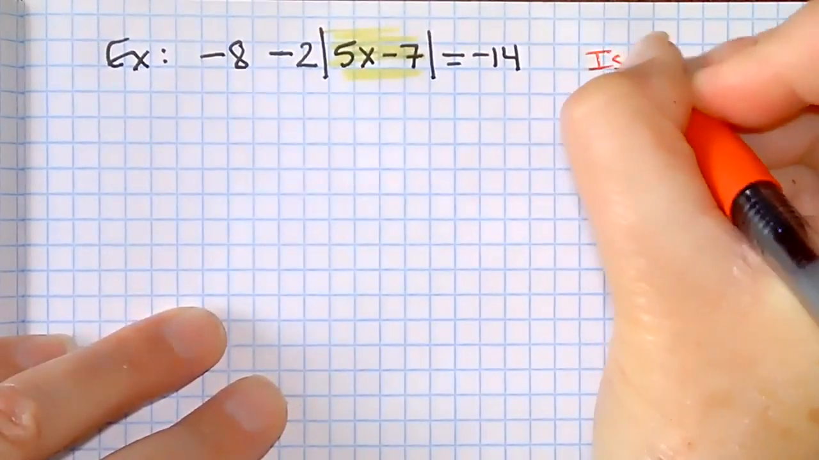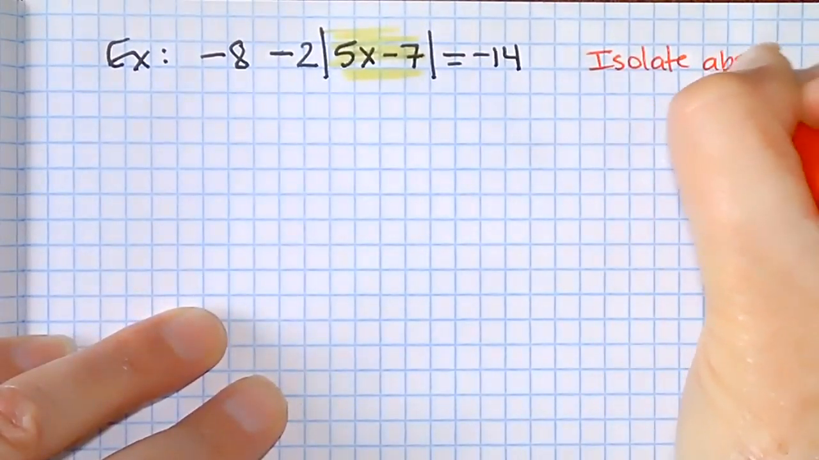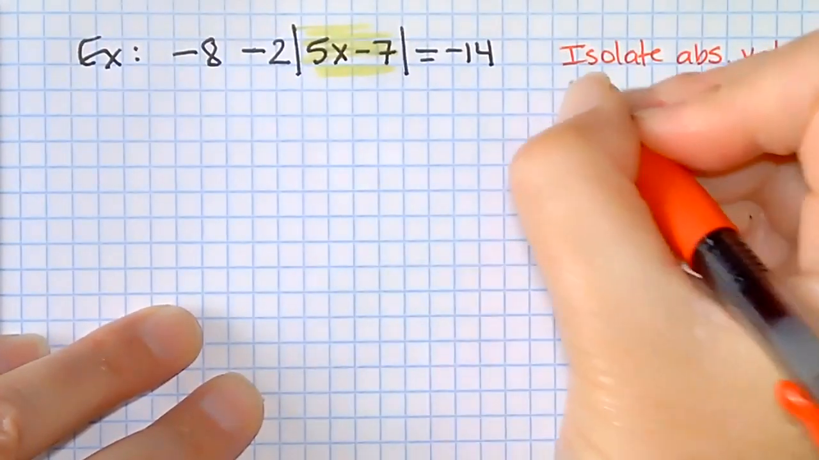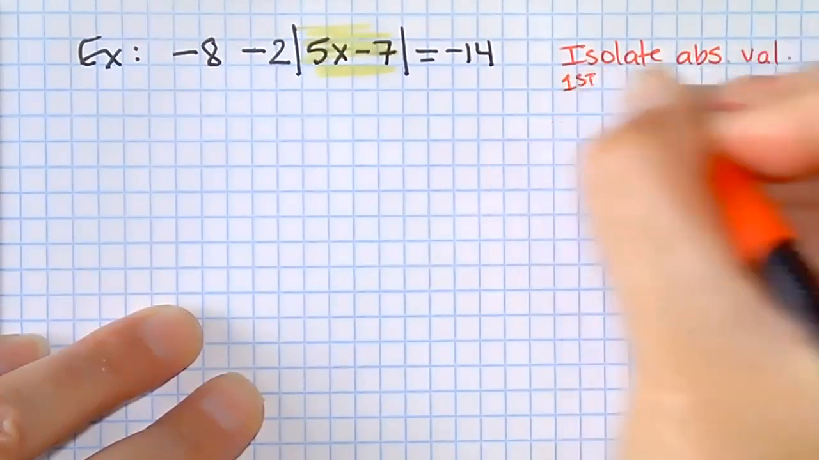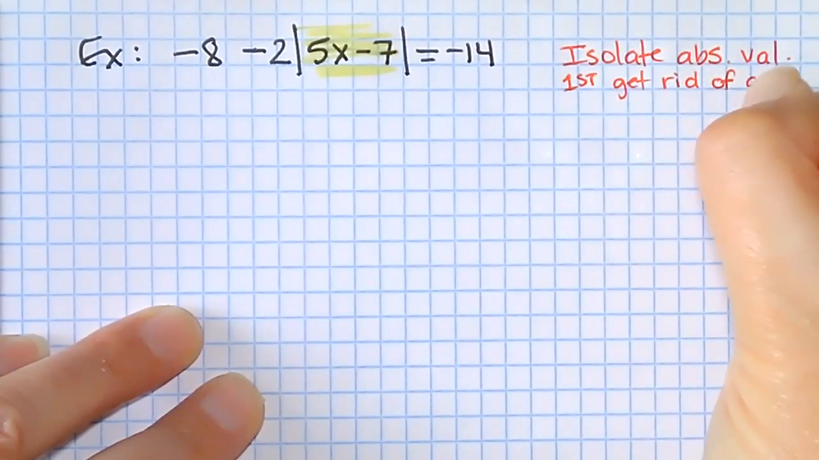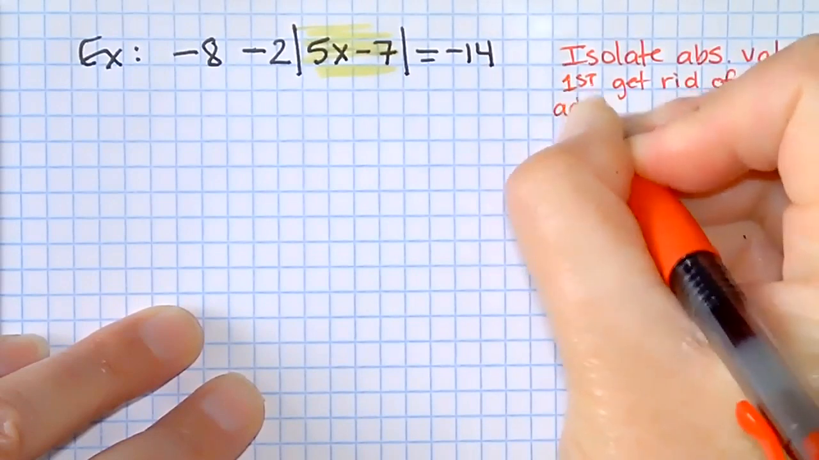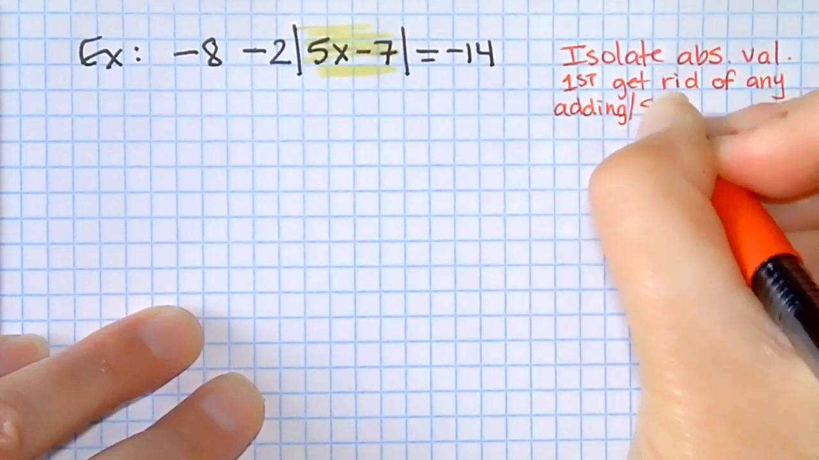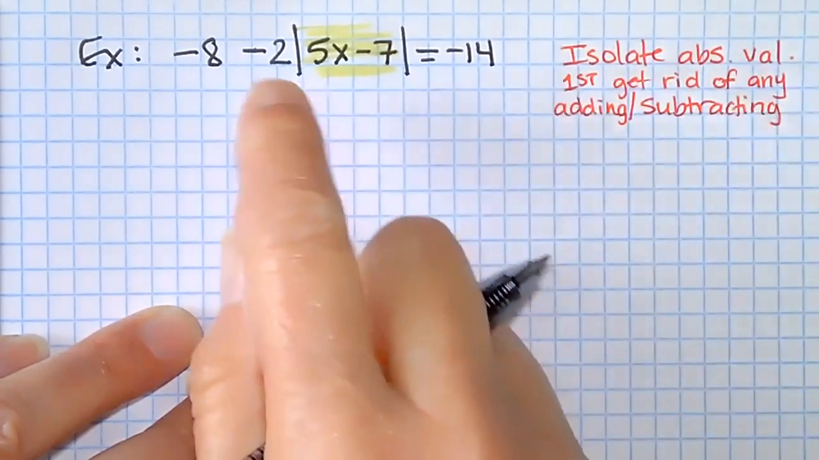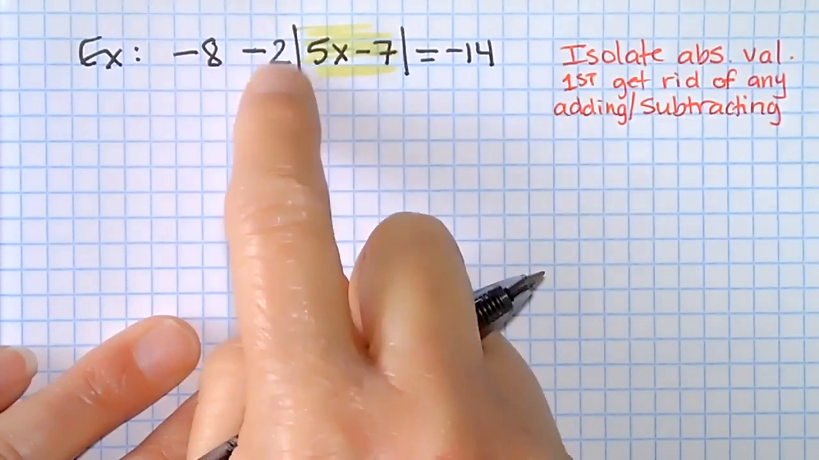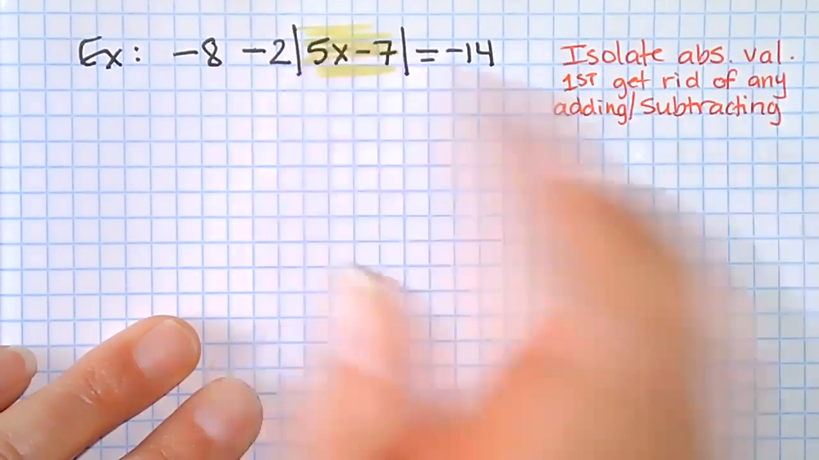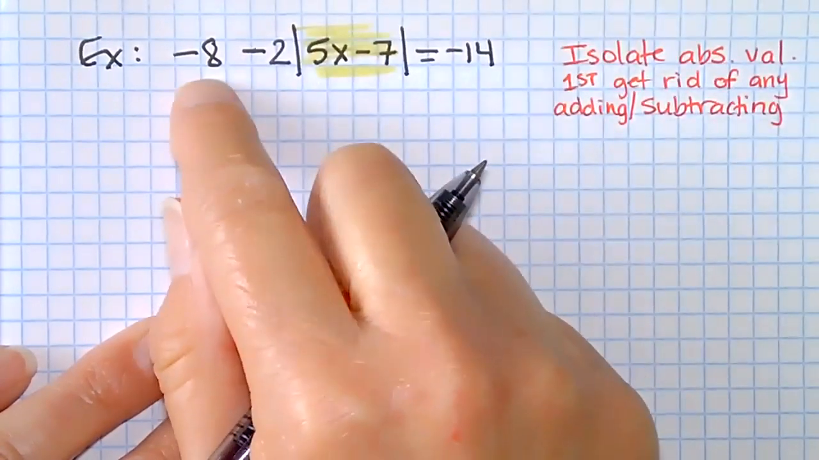So I need to isolate it. Isolate absolute value. Now, when you do that, you always want to first get rid of any adding or subtracting that's outside of your absolute value. So I'm talking about this. This is multiplying with this absolute value. So my first step would be to get rid of this -8.